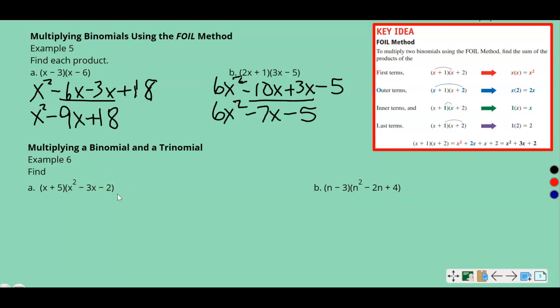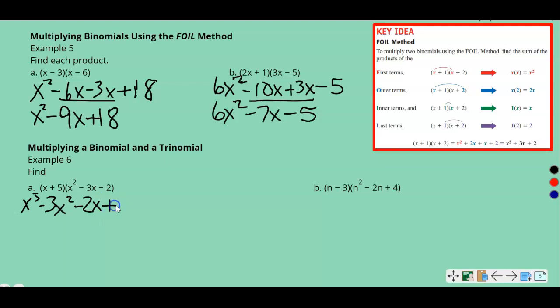So x times x squared is x cubed. x times -3x is -3x squared. And then x times -2 is -2x. So now I've multiplied x by each term in the trinomial. Now I need to do the same thing with the 5.